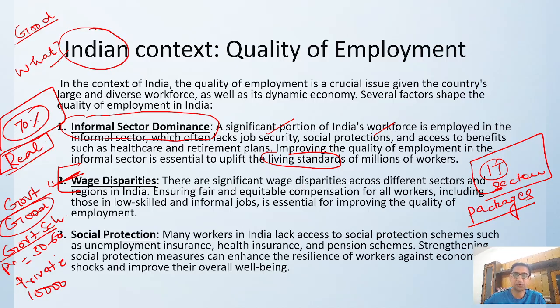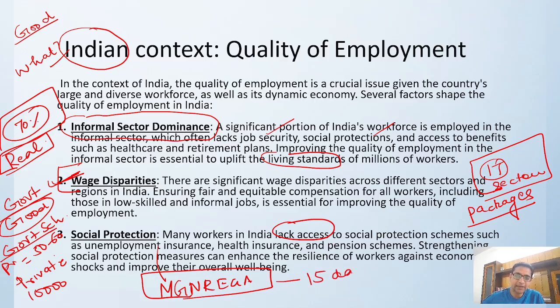Social protection in India is lacking, though healthcare schemes are there. If somebody is unemployed, we are not providing unemployment insurance. But in MGNREGA, the Mahatma Gandhi National Rural Employment Guarantee Act scheme, if you apply and within 15 days you do not get the job, you will get unemployment allowance. But it is only for unskilled workers. What about the skilled worker?